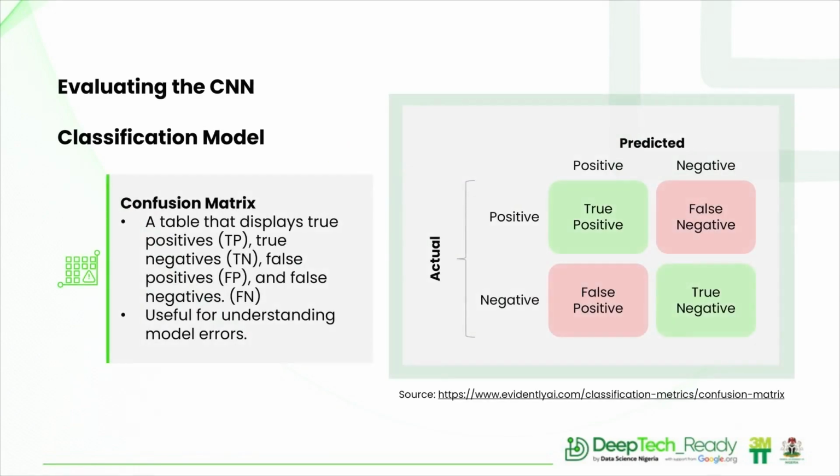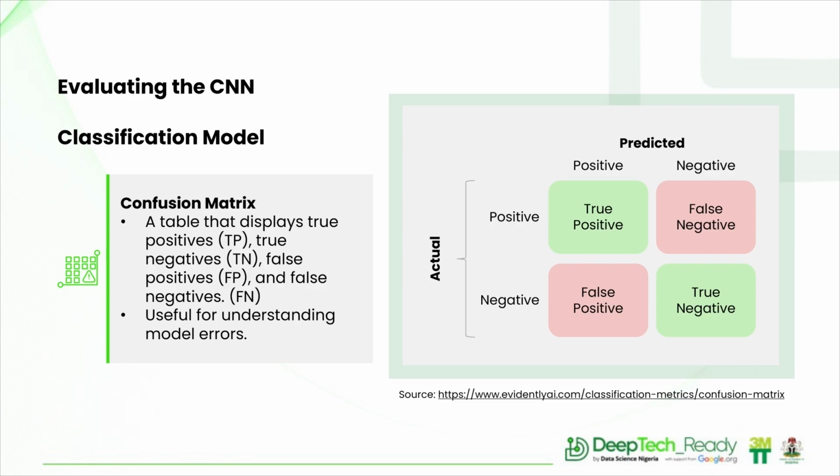The results obtained after evaluating the convolutional neural network model are usually summarized into what we call a confusion matrix. The confusion matrix is basically a table that displays the true positives, the true negatives, the false positives, and the false negatives. And then it is very useful for understanding the model errors.